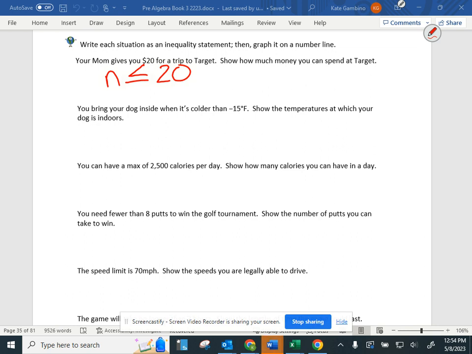So that's our first step, writing the inequality statement. Then we have to graph it on our number line. How do I do that? What would my graph look like, Gus? Draw the line. 20.